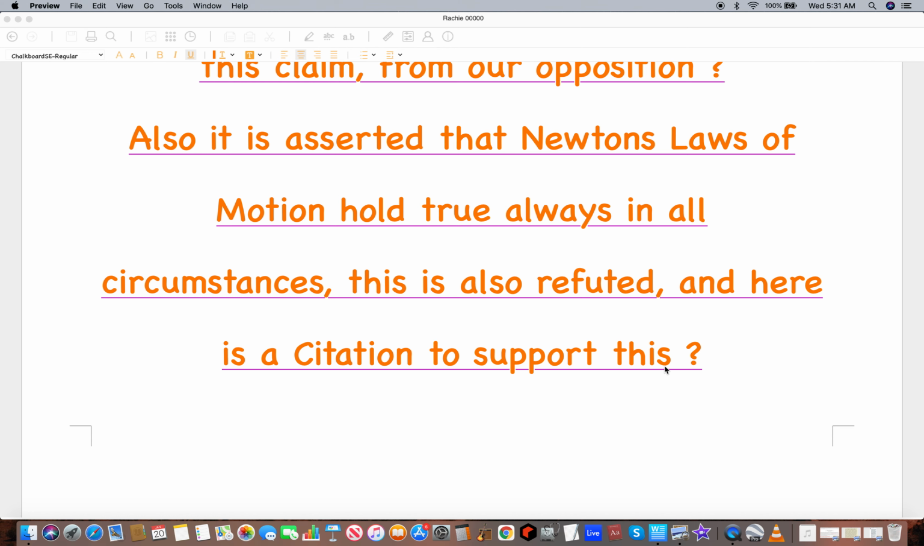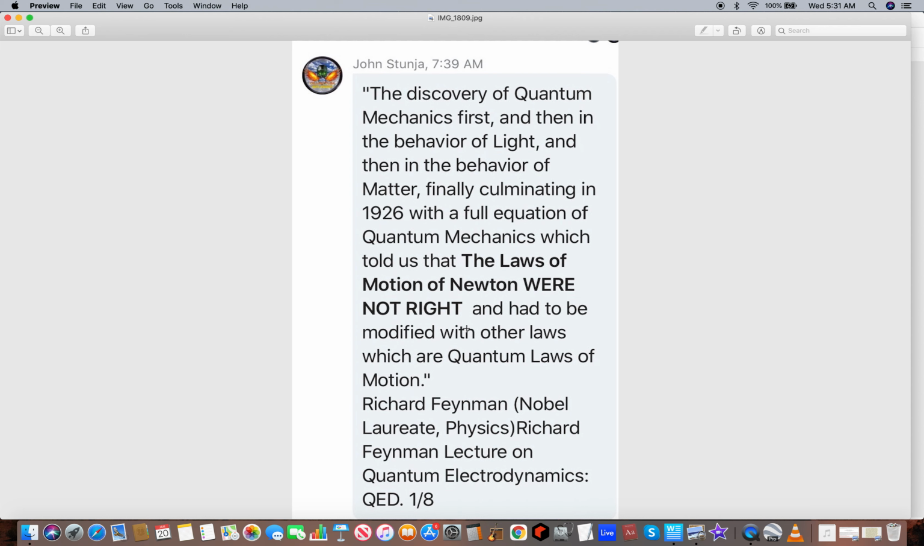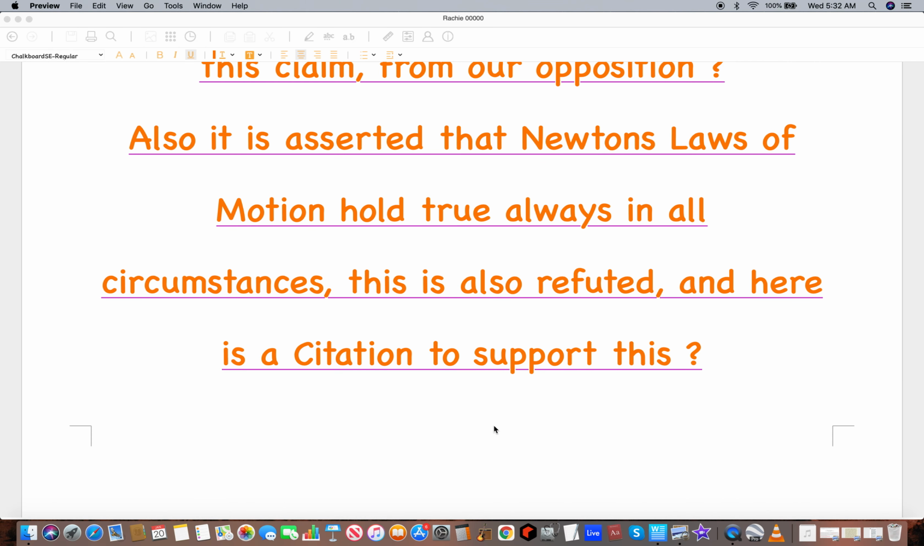But it's not just your everyday person like me who has said there's problems with his laws of motion. You have someone who was famous in the world of science, Richard Feynman. He's one of the most famous people since Einstein. So refuting it. Doesn't say it's 100% wrong, but says it's not quite right. His exact words were, the laws of motion of Newton were not right. So I make it correct. So there is two citations and a letter from Newton to support what I've said.